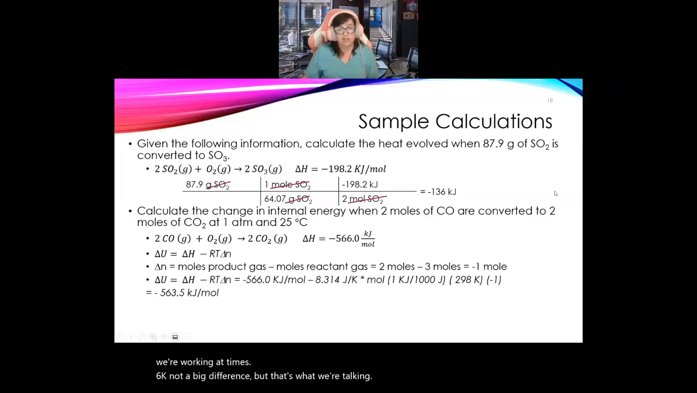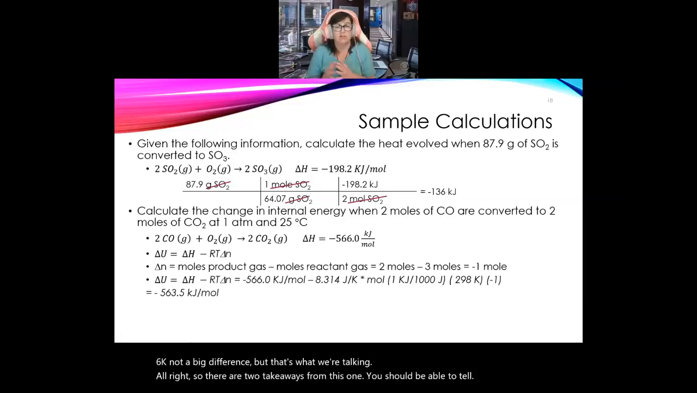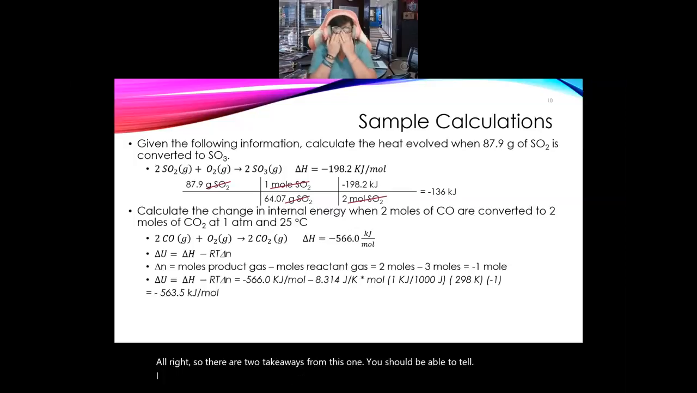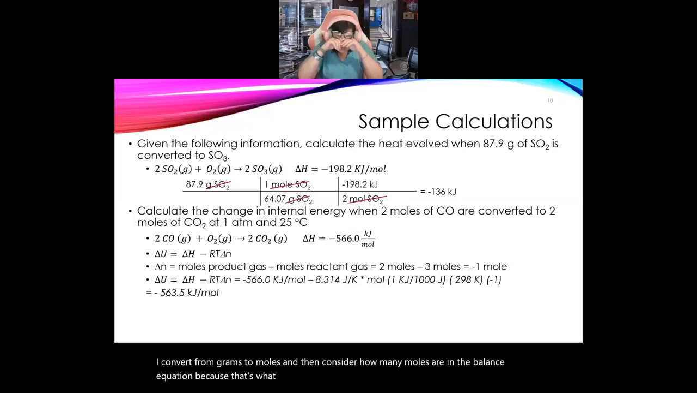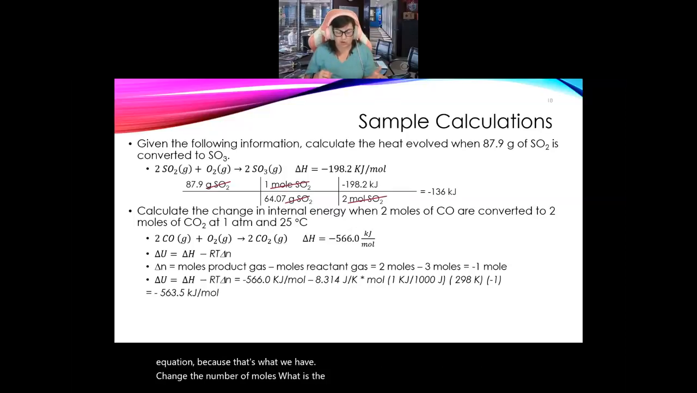All right, so there are 2 takeaways from this. One, you should be able to tell me the amount of heat that we're talking about for a particular amount of material, i.e. convert from grams to moles and then consider how many moles are in the balanced equation. Yay, because that's what we have to do. And then you should be able to tell me, based on the change in the number of moles, what is the relationship between the internal energy and the enthalpy.